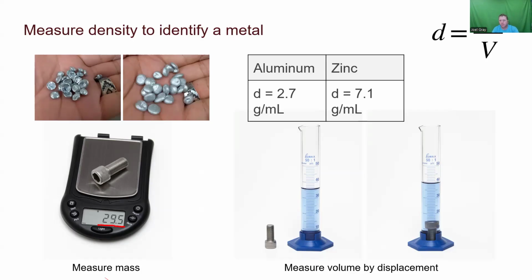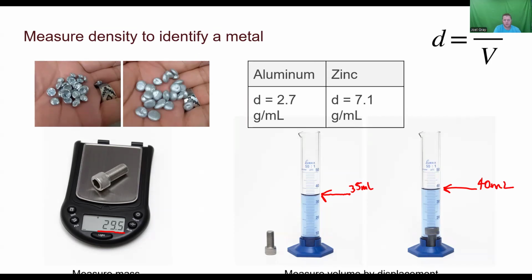We take that 29.5, and then we've got to determine the initial volume of our solution. That's about 35 milliliters. Then that volume goes up to, let's see, about 40 milliliters. Okay, so now let's see. I'm going to use my calculator.